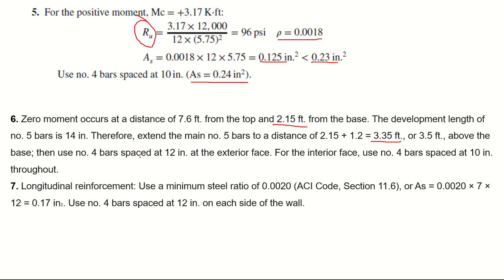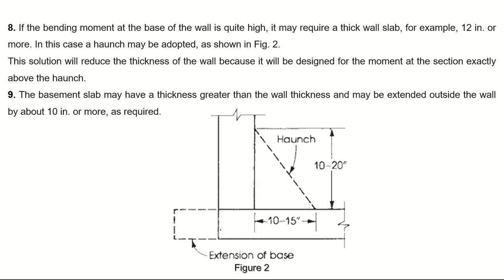Then use number 4 bars spaced at 12 inches at the exterior face. For the interior face, use number 4 bars spaced at 10 inches throughout. For longitudinal reinforcement, use a minimum steel ratio of 0.002, or an area of steel of 0.17. Use number 4 bars spaced at 12 inches on either side of the wall.